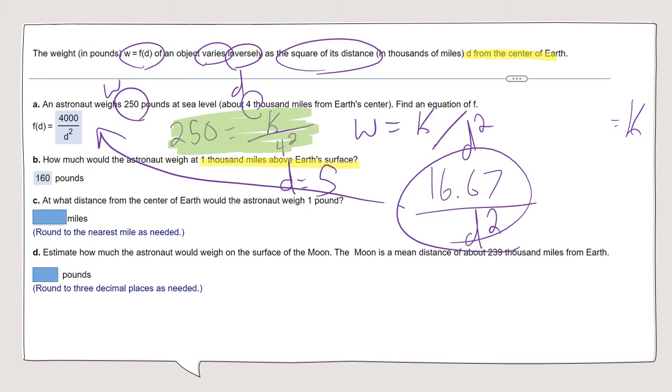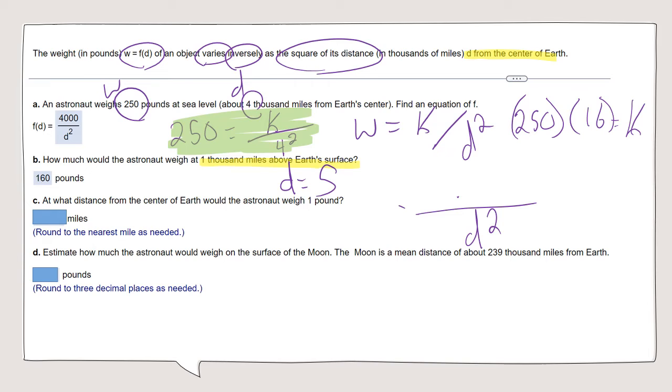K ends up being the 250 times the 16. Remember that when we're trying to get the k by itself, we need to do the opposite. Which means my k is not 16.67, my k is 4,000. So now when I plug in my d squared, I plug in my 25 for my second one, I'm going to end up getting that 160. Okay.